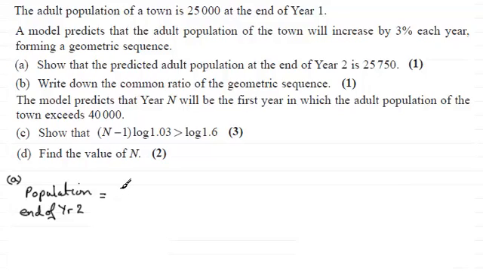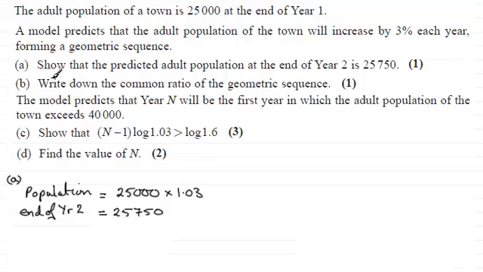So all I've got to do is take my 25,000 and multiply it by the equivalent of 103%, which is either 103 over 100 or 1.03. And if you do that, you end up with 25,750. And that's what we had to show.